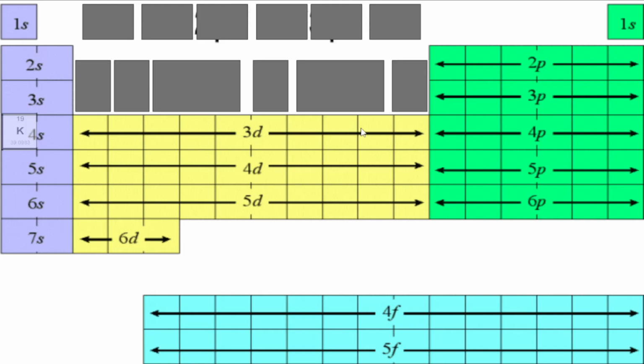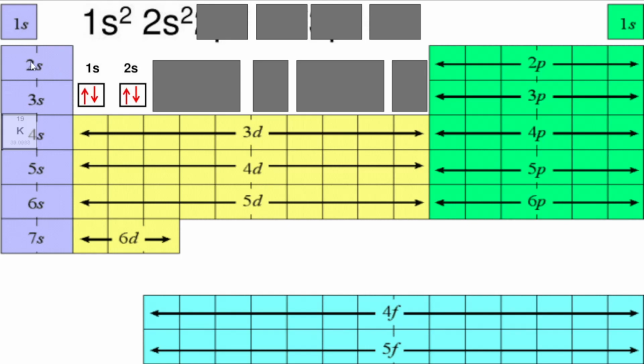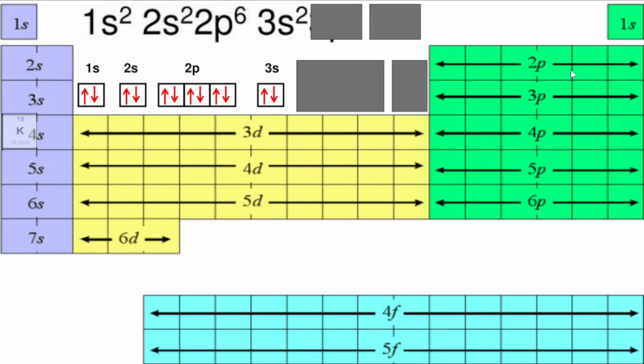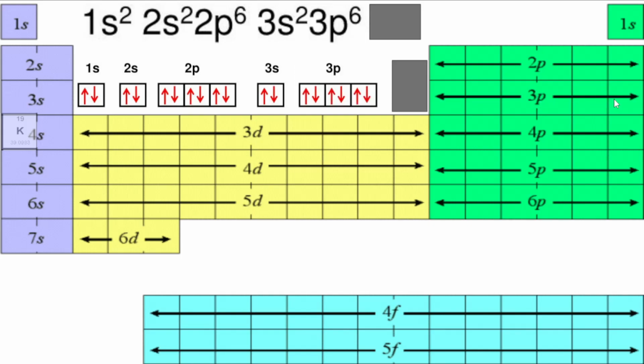Now, the bigger atoms, you'll use the d orbitals and the f orbitals. So potassium is like this: 1s2, 2s2, 2p6, and then 3s2, and then 3p6, because they're all full. Remember, they're all full. And then the final one, since potassium is in the first spot, we would say 4s1. And that's how you write it. The orbital diagram corresponds to it.